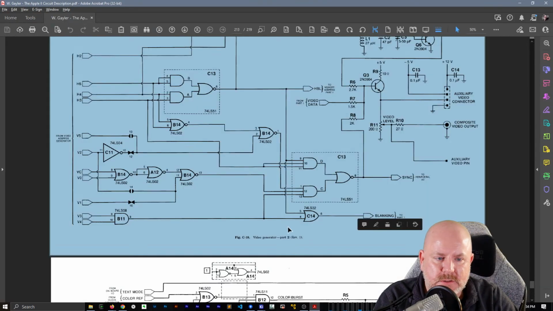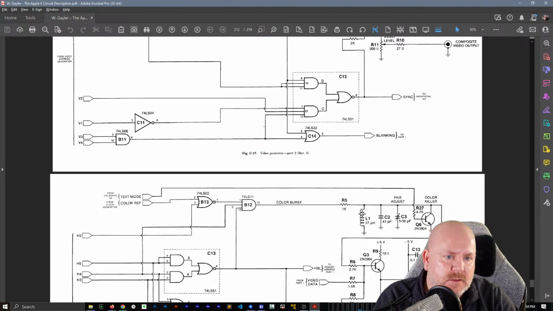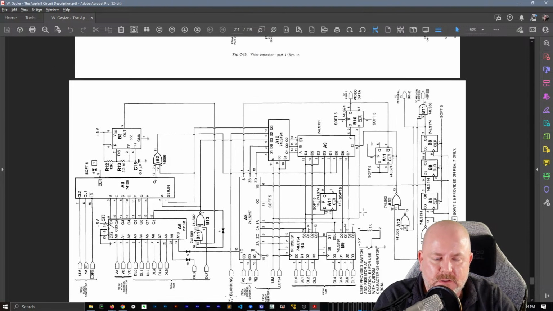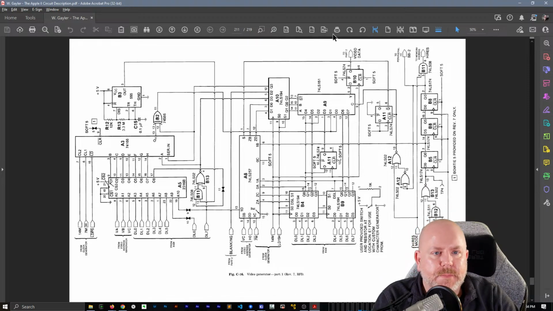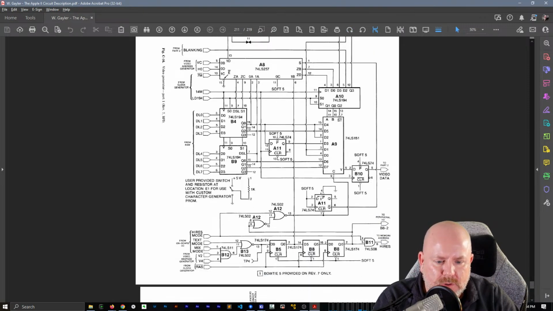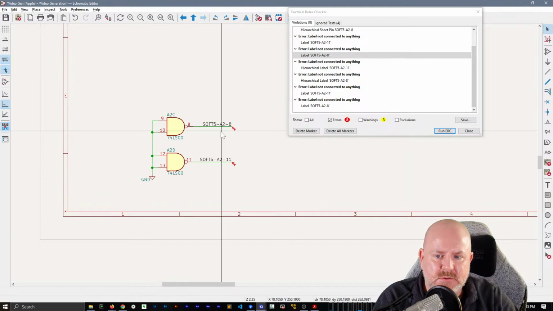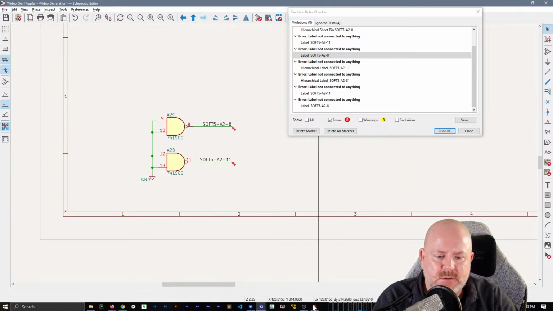So let's go look at the Apple II circuit description and see if we can find it. Okay. So I see a soft 5 here, and I see a B82 here, which came off of B82. Okay, so I wonder, is that what we're looking at? This says A2. That's A2. Okay.